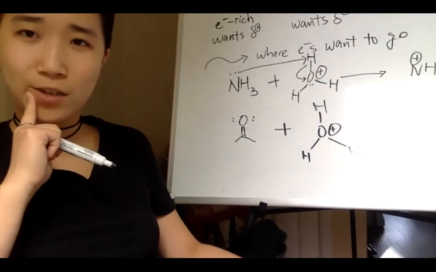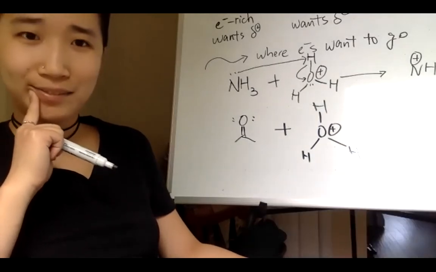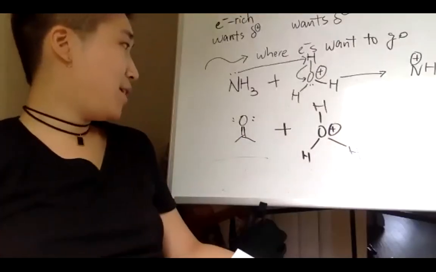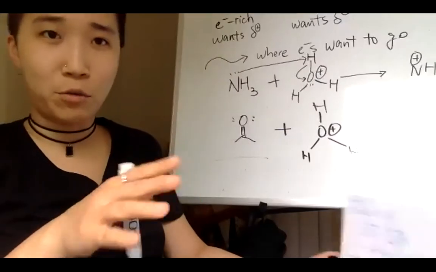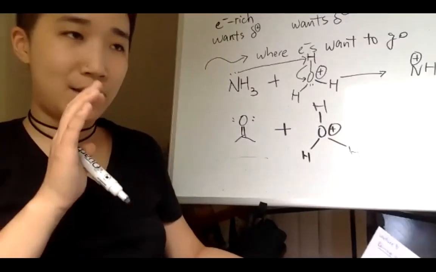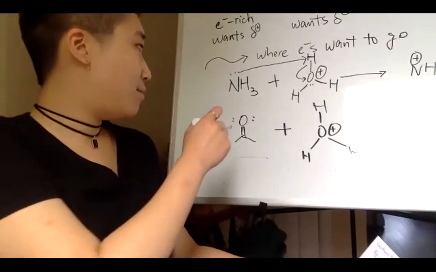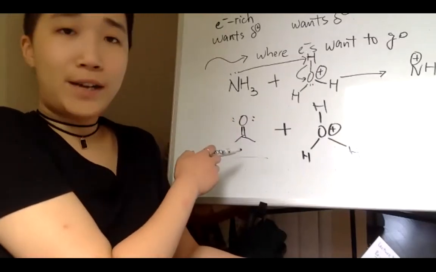Who has more electrons just floating around doing nothing? The molecule on the left. This molecule is, if I remember correctly, acetone. It's a very common chemical solvent that we use to wash our glassware. So acetone is our nucleophile. What's our electrophile?